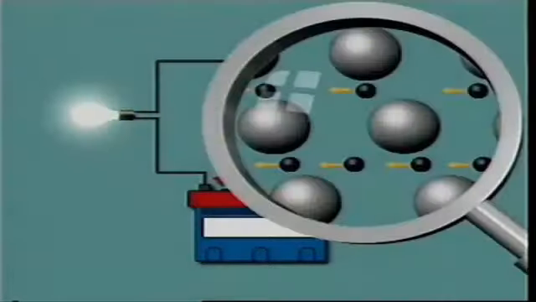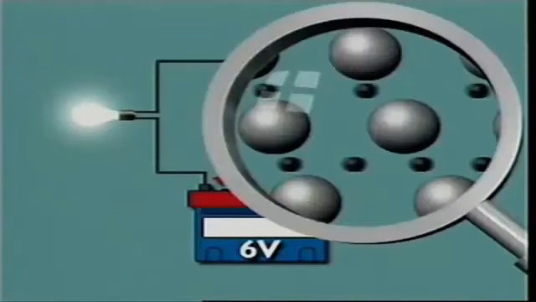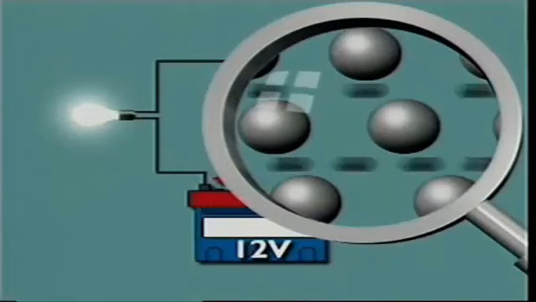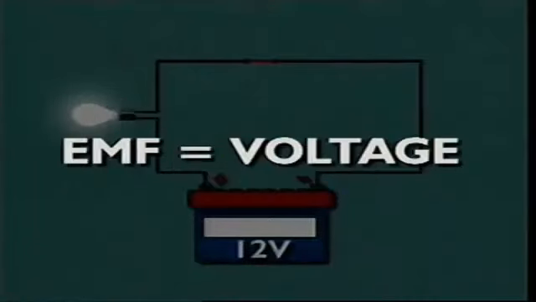They flow in one direction only. This is called direct current, or DC. Most circuits in motor vehicles use direct current. The larger the charge at the positive terminal, the more strongly it attracts free electrons. This attraction acts as a force driving the electrons along. The greater the force, the stronger the electrical current. The force is called electromotive force, or EMF. It's also known as voltage.